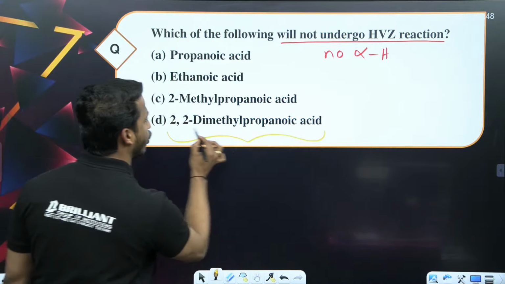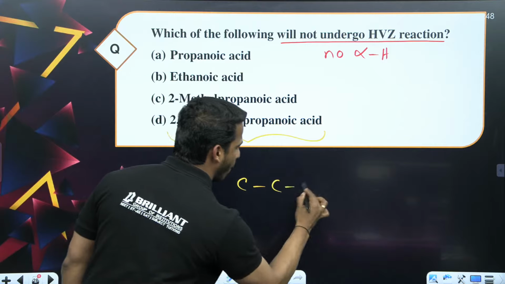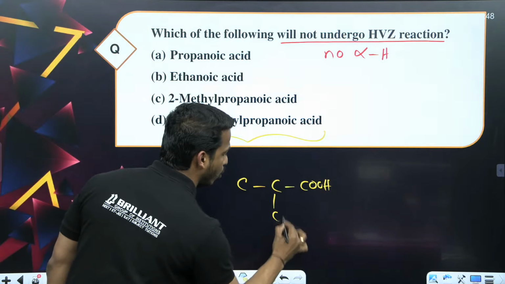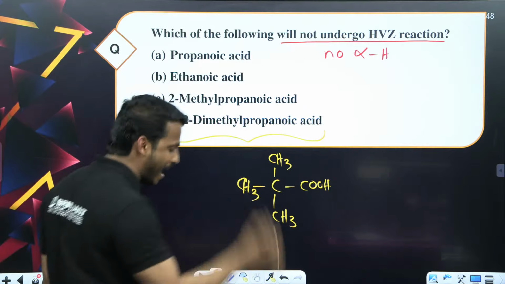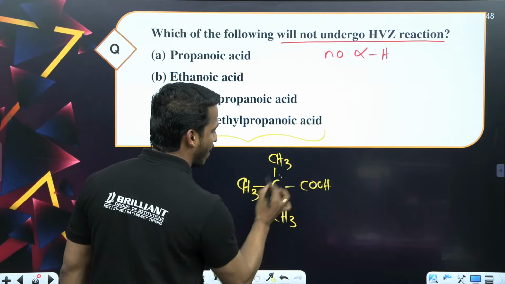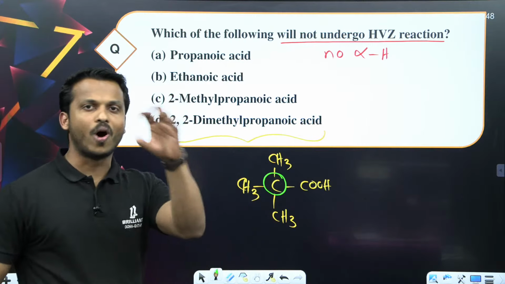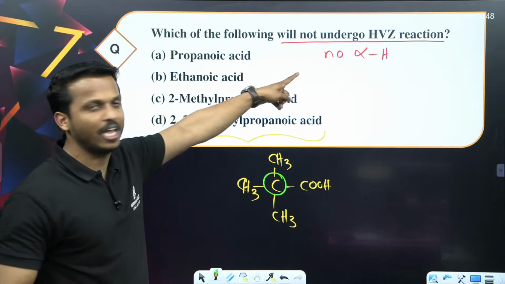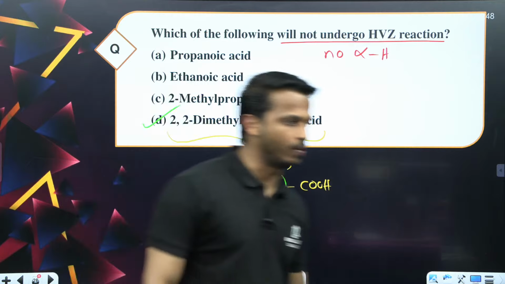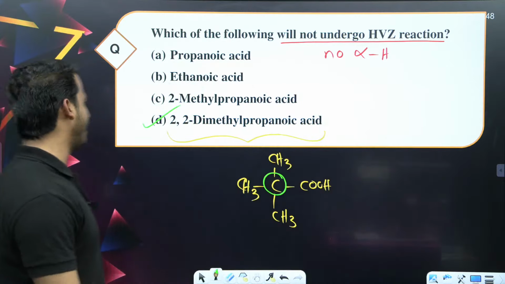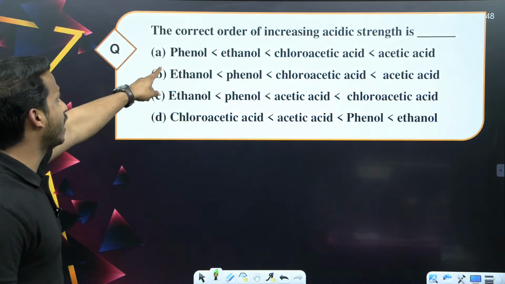What is this compound? 2,2-dimethyl propanoic acid. Propanoic acid is this one, and 2,2-dimethyl means a methyl group at the second position. Yes, my dear student, this carbon has no alpha hydrogen, so it does not give the HVZ reaction. Your answer is correct. I will go with option D with you. Yes, option D is the correct answer. Next question.